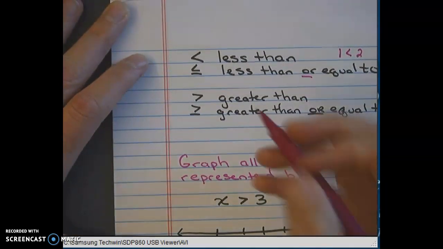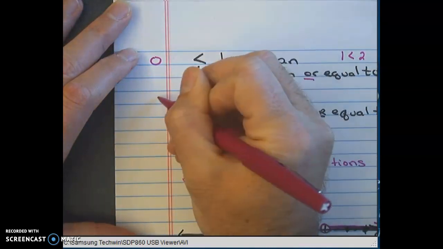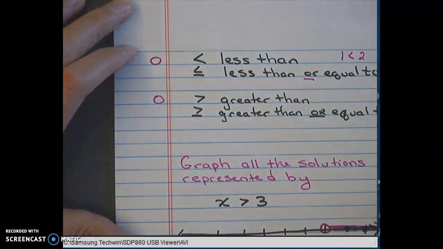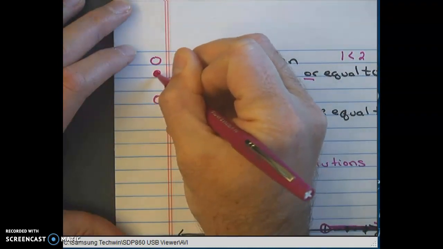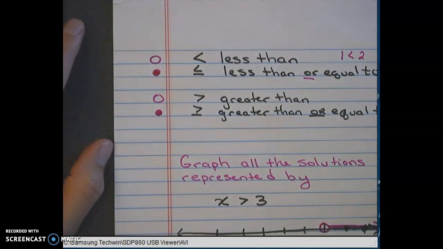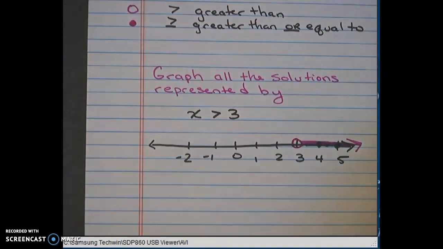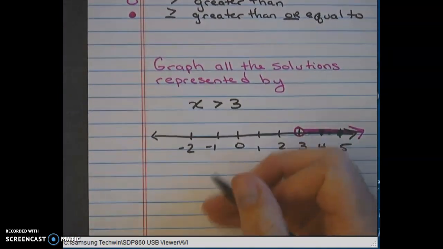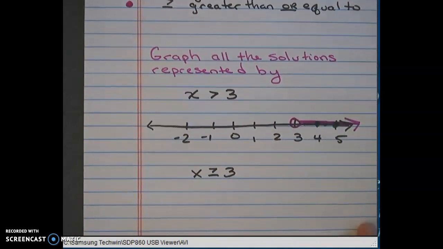For the less thans and greater thans, we use what we call an open circle. So we don't fill it in. And then for less than or equal and greater than or equal to, when we go to graph it, we'll use a closed circle. So we will fill it in. I think that's the part that'll be a little confusing, so I just want to talk about it for a second. If I had x is greater than 3, and then I asked you to graph x is greater than or equal to 3, how would those graphs differ? In this one, I don't want to include 3 as an answer, but in this one I would.